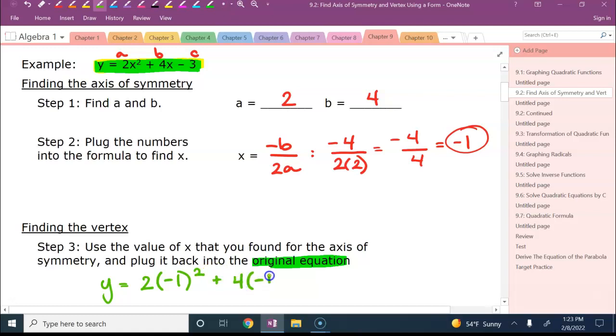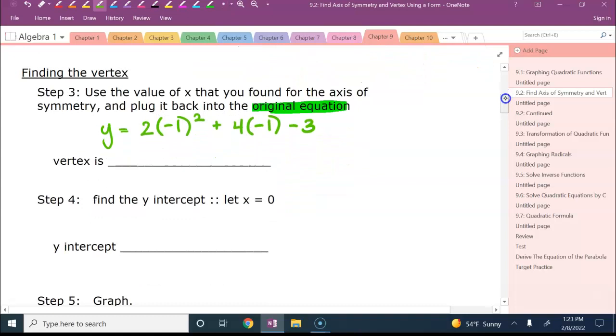Again, parentheses, I'm going to put in a negative 1, and then minus 3. Now, if you wanted to, you could type all of that into your calculator, and especially if you typed it in with the parentheses and everything, your calculator is going to go ahead and spit out the answer for you. But if you need to split this apart into smaller steps, do your squared, do the multiplication, kind of follow your order of operations in order to help you make sure that you're getting the right answer.